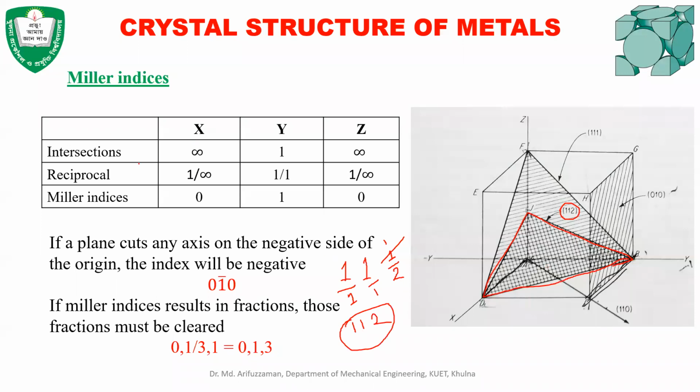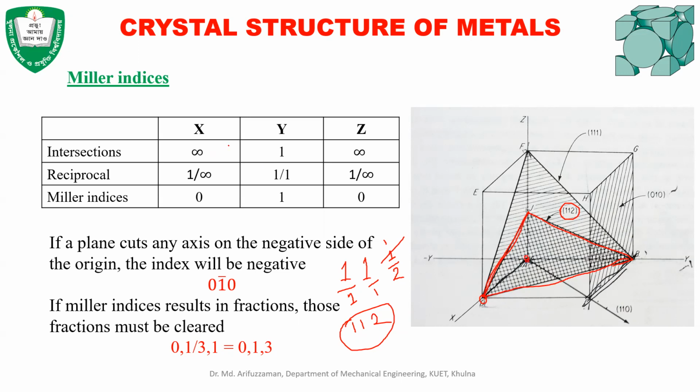Okay, at first, you need to define a plane like this one. You define a plane like this, and then you find the intersections. To find the intersection, where does this plane intersect the x-axis? At this point, and the length of this point from the origin will be 1.